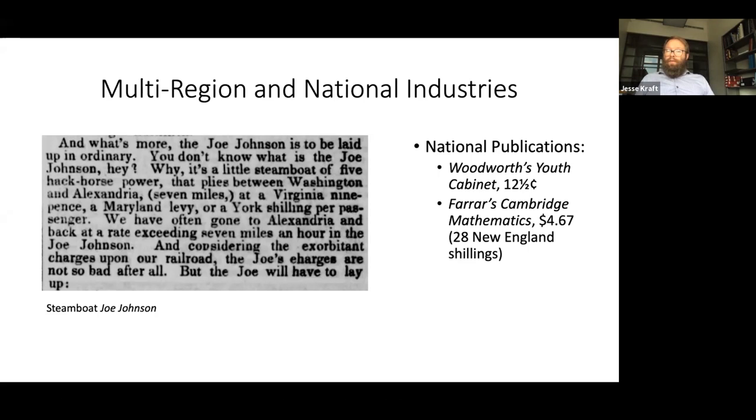Same with Farrar's Cambridge Mathematics, which had the price of $4.67, which sounds like an extremely odd number, but is equal to exactly 28 New England shillings.